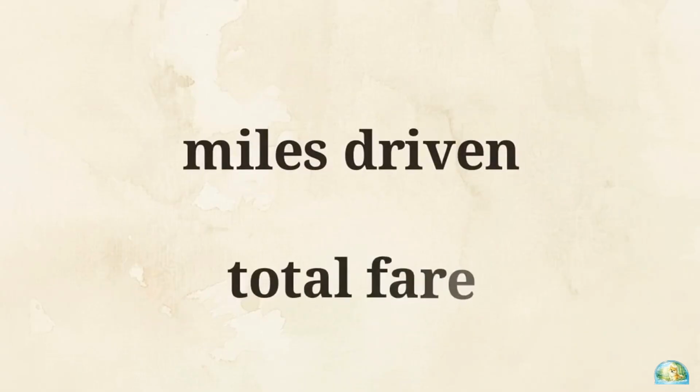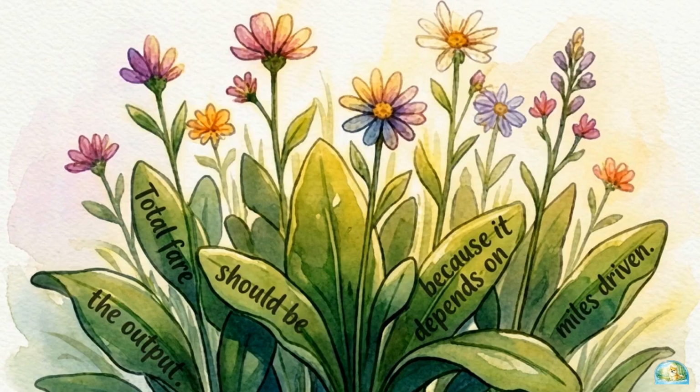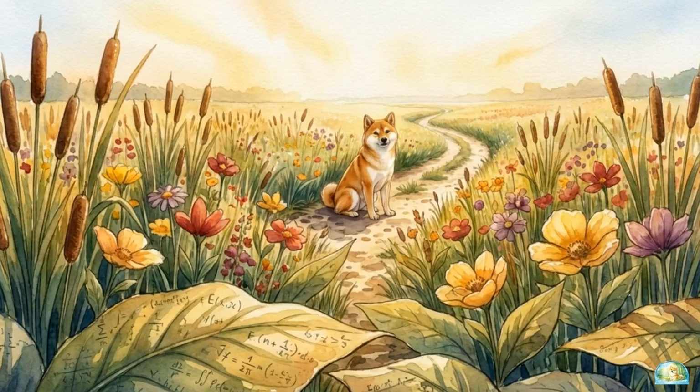Because the cost is forced to react to the distance traveled, the final price must be the dependent quantity. Total fare should be the output because it depends on miles driven. Pinpointing the independent cause gives us a clear sequence before we construct any mathematical rule.